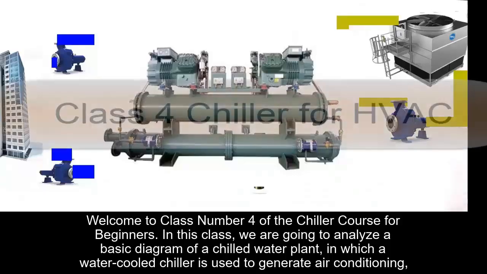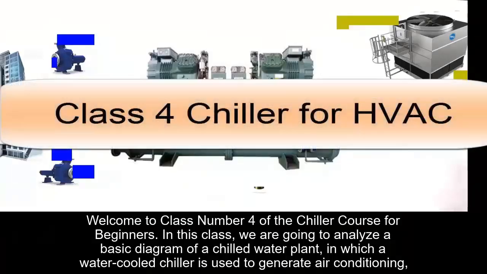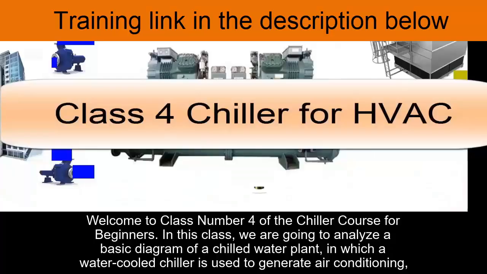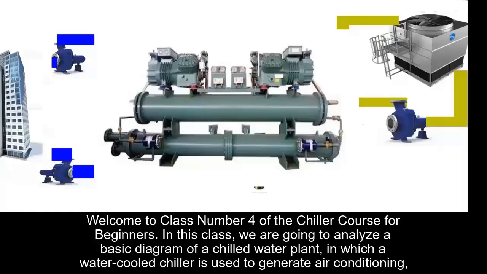Welcome to class number 4 of the Chiller course for beginners. In this class, we're going to analyze a basic diagram of a chilled water plant in which a water-cooled chiller is used to generate air conditioning, whose main objective is air cooling.